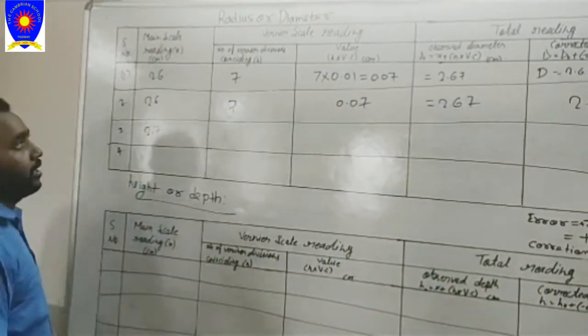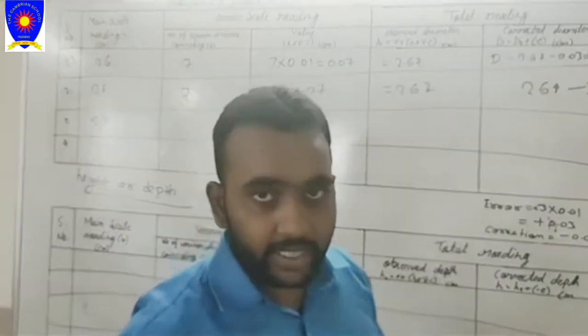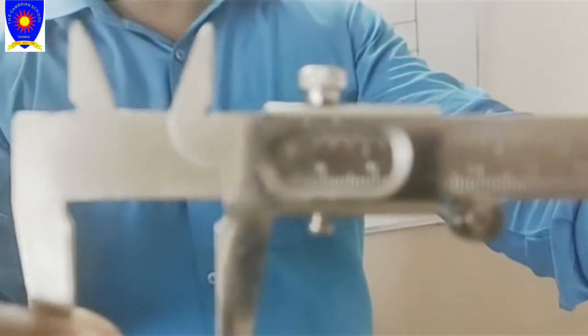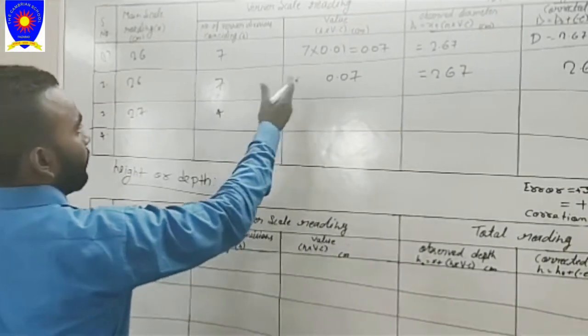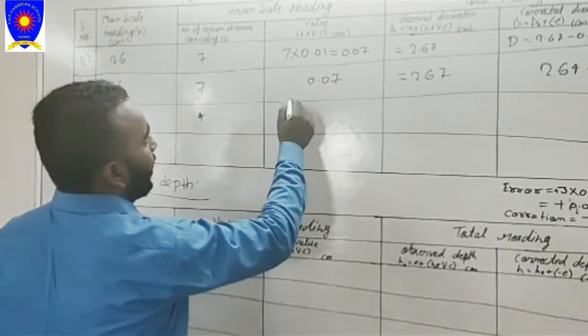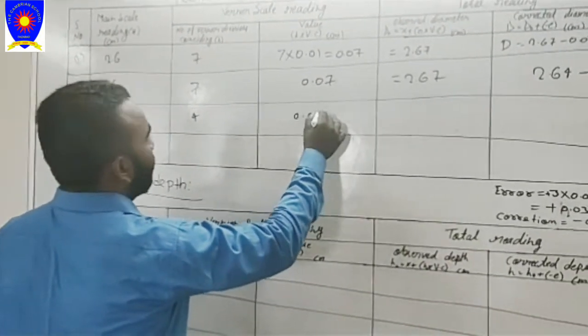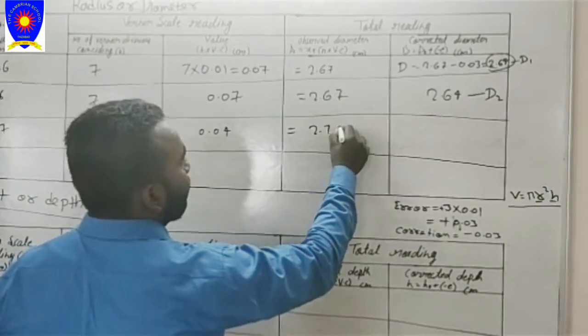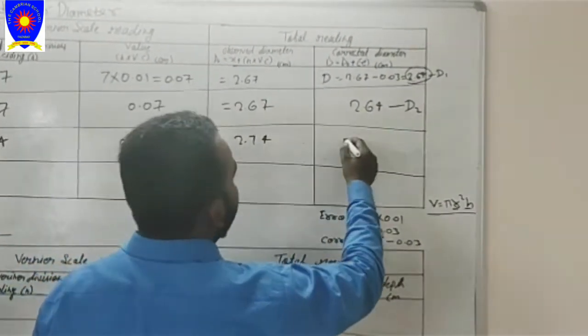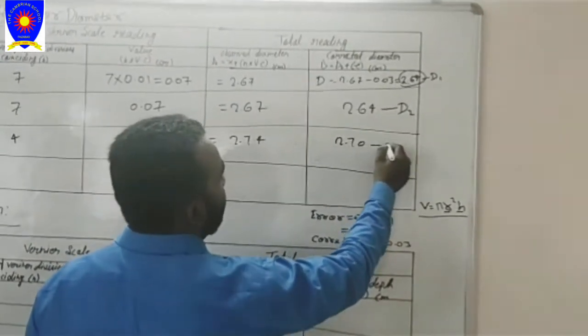2.7 and its coinciding division is, as we are looking, the 4th division is coinciding. So write here 4. After calculating this, we will find 0.04 and this value will be 2.74 and this will be 2.70. This is D3.